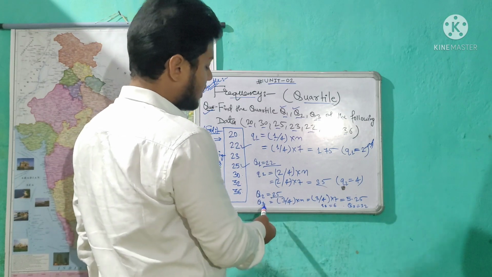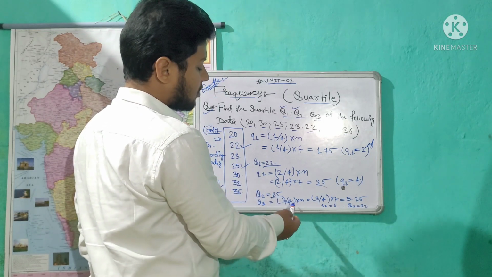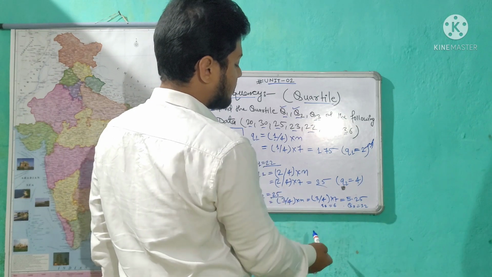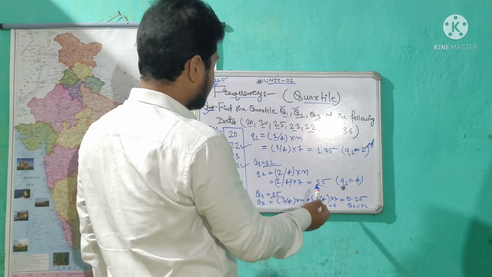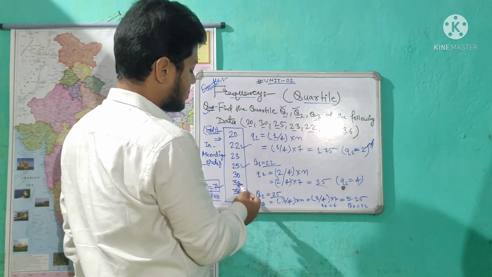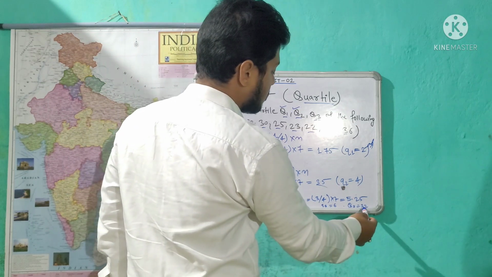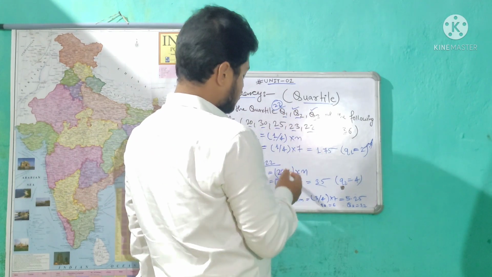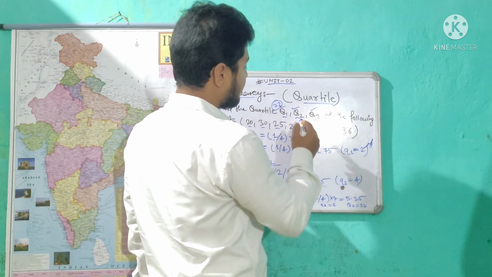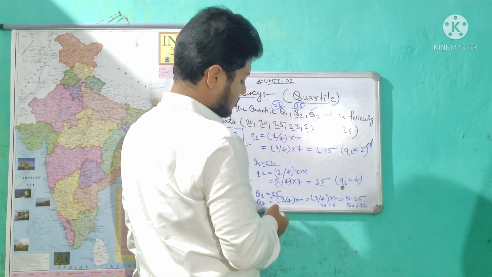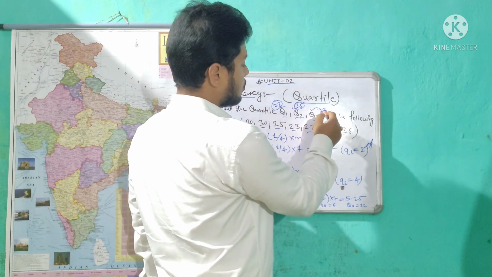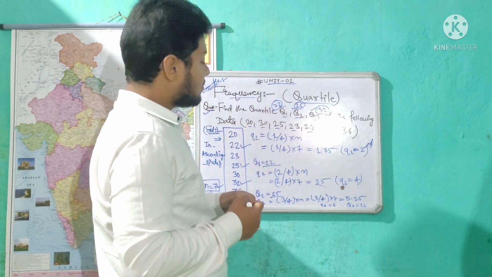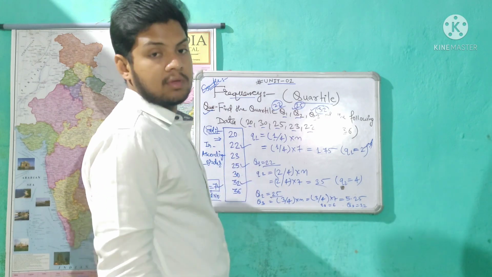Now come to Q3. For Q3, we put 3 by 4 into N. So 3 upon 4 into 7, we get 5.25, and 5.25 is nearest to 6. Now we see the sixth term: 1, 2, 3, 4, 5, 6. It is 32. So Q3 is 32. We got all three numbers asked in the question: Q1 is 22, Q2 is 25, and Q3 is 32. So finally we have calculated the quartiles, and the answer is in front of you.